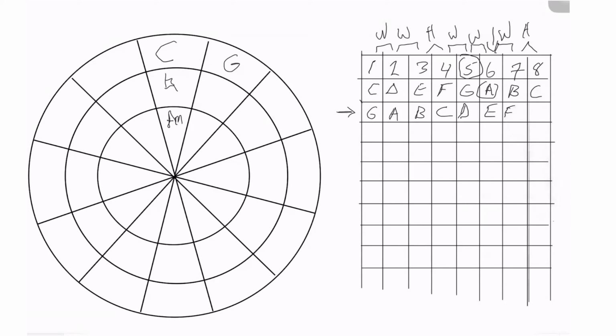Between E and F is a half step, but our pattern dictates that we should have a whole step here between E and F. So how do we get a whole step there? We're going to have to make that F sharp. We're going to have to raise it 1/2 step. I'll show you that on the diagram in just a moment.